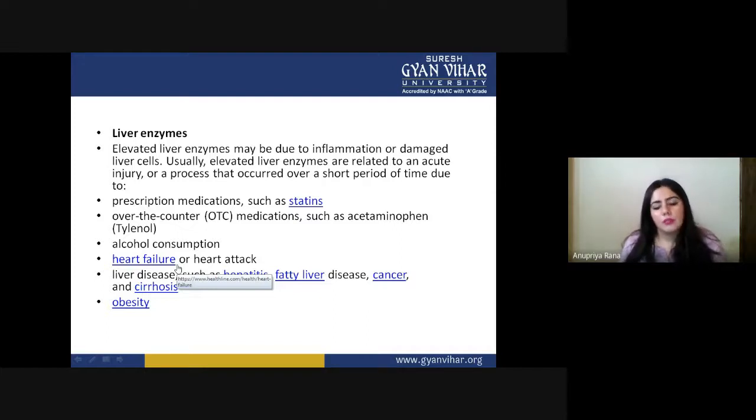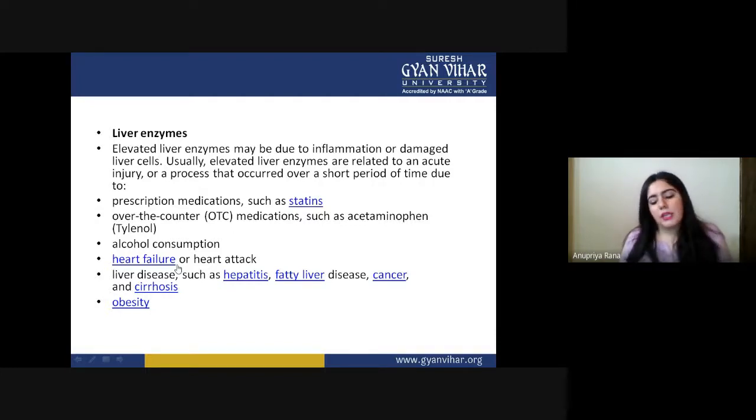Elevated liver enzymes may be due to inflammation or damaged liver cells. Usually, elevated liver enzymes are related to an acute injury or a process that occurred over a short period of time. So how do they elevate? They elevate due to inflammation or damage of liver cells. If any liver cell is going to be damaged or inflamed, only then will these liver enzymes pop up. And what are the reasons for that?